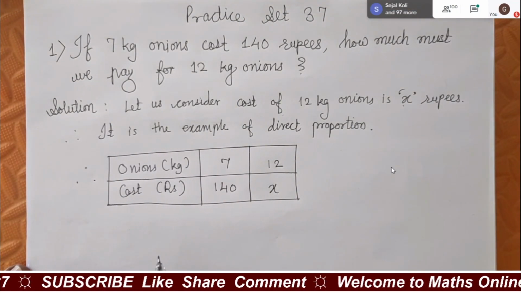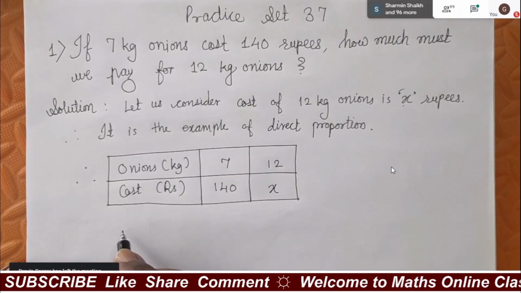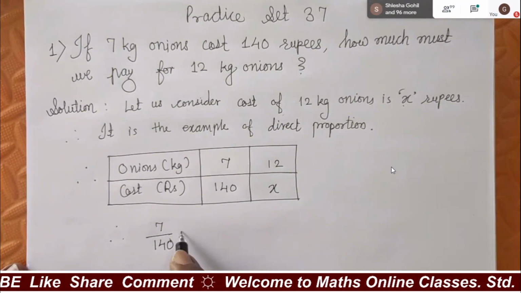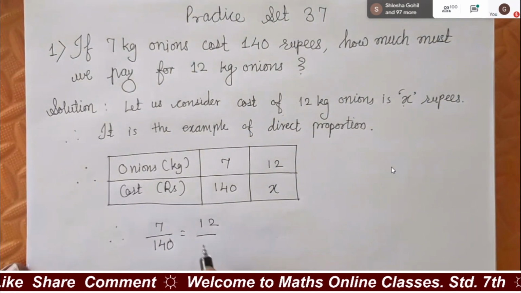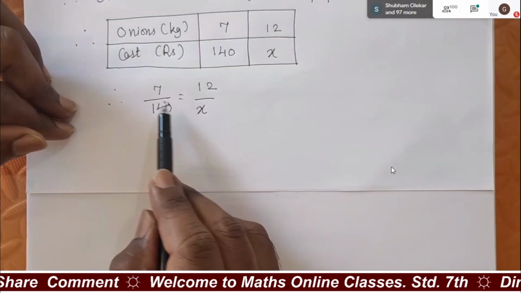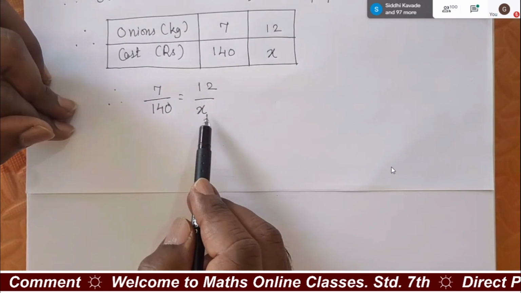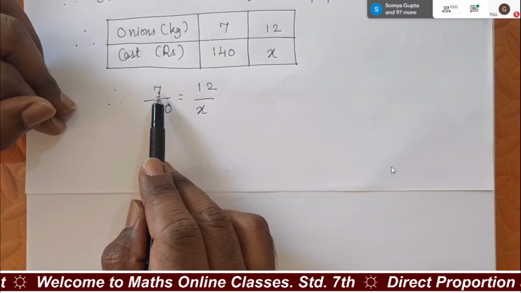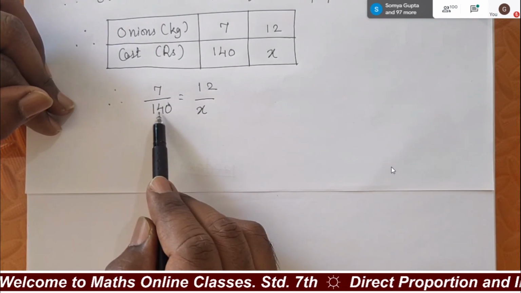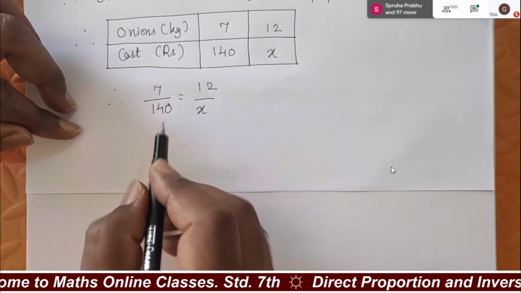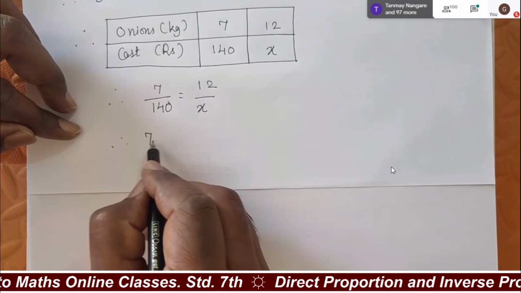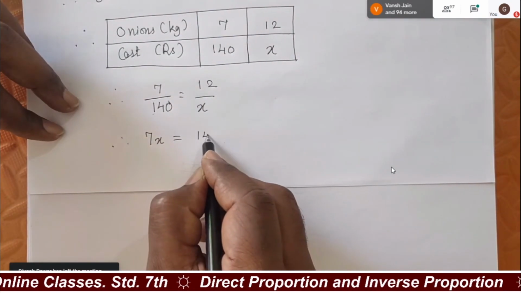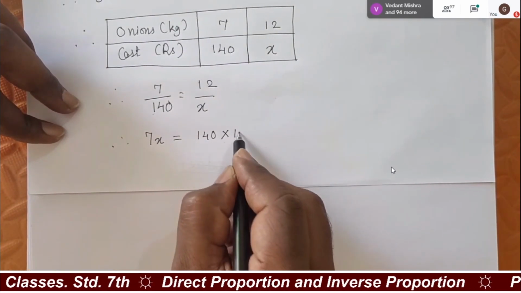Okay, now we will take it in the form of proportion. 7 upon 140 is equal to 12 upon x. Now, as we have these two fractions, we have to do cross multiplication. You will multiply 7 with x, and 140 with 12. So 7 into x, we get 7x, and 140 multiplied by 12.